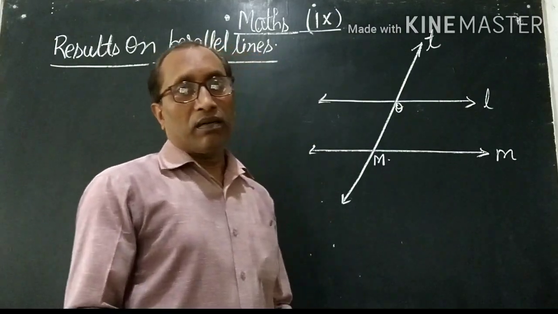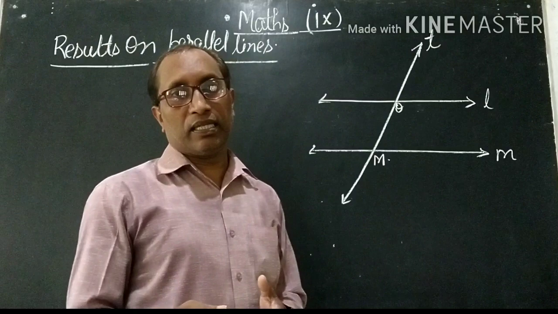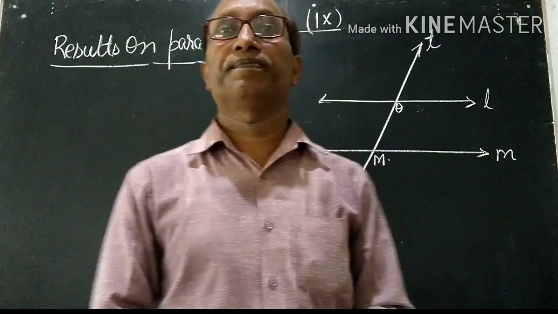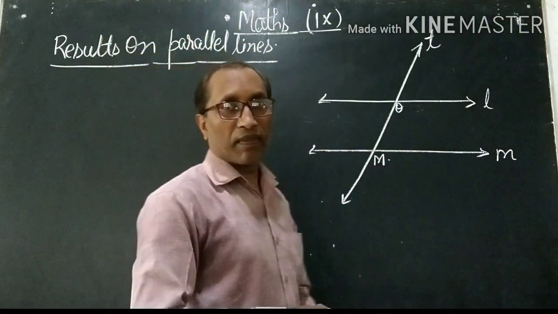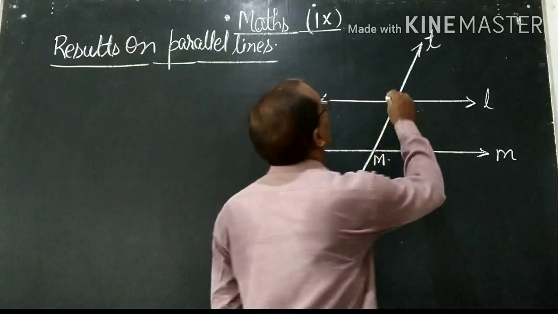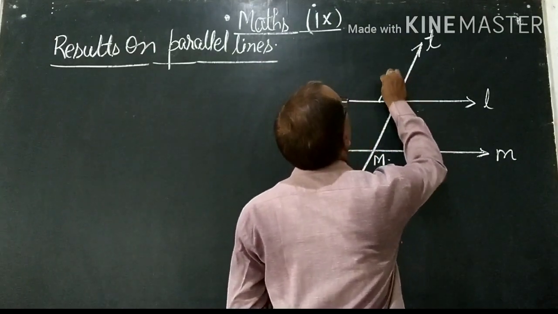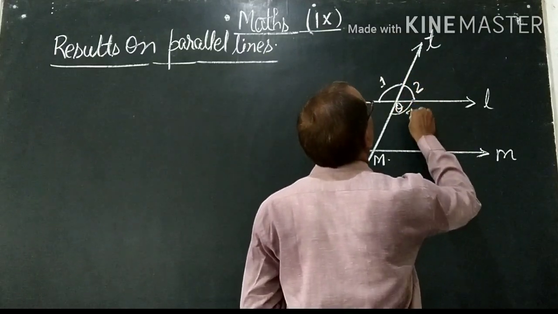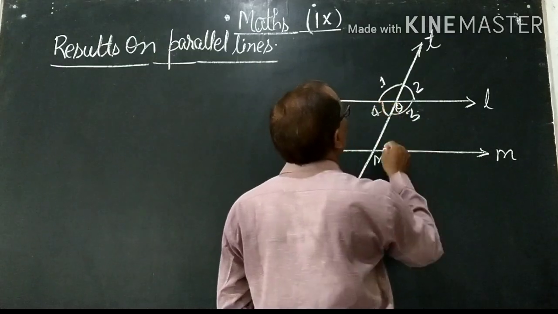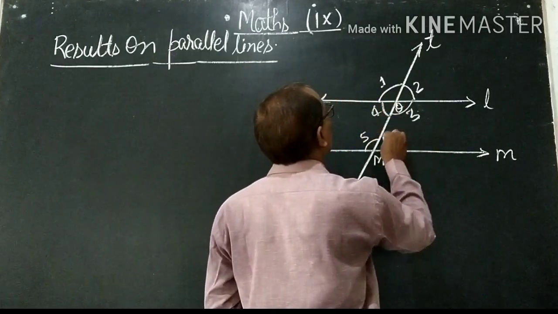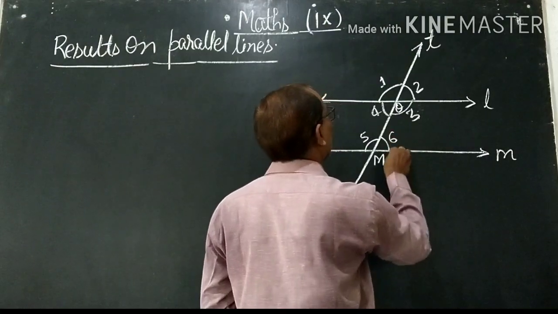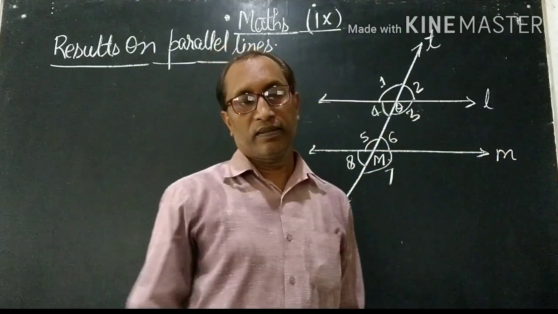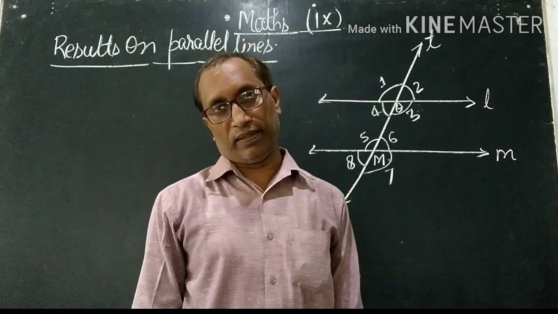When a transversal intersects a pair of parallel lines, it makes 8 angles. Angle 1, angle 2, angle 3, angle 4, angle 5, angle 6, angle 7 and angle 8. It makes 8 angles.